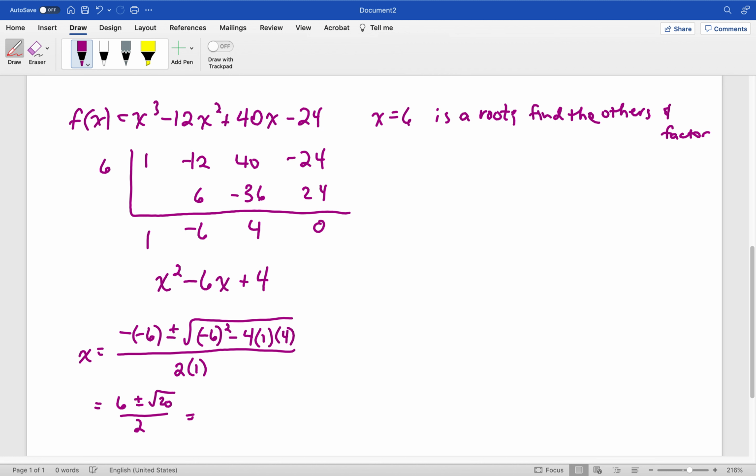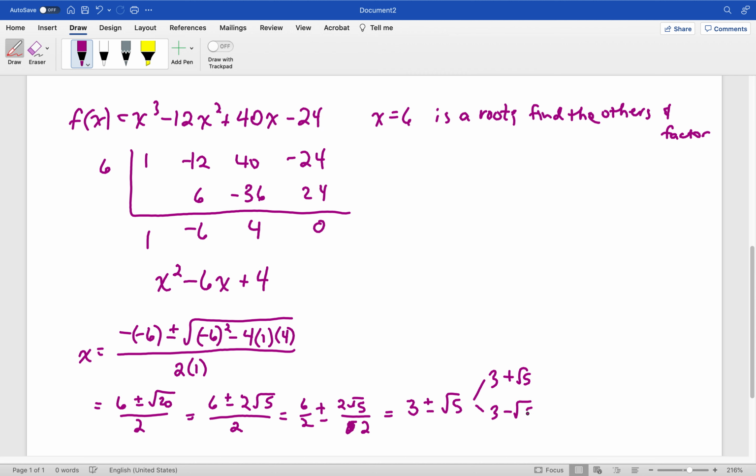All right, now I happen to know that 20 has a perfect square in it. 20 is made of 4 times 5. Square root of 4 is 2. The 5 can stay in. Now, what that means is that we have 6 over 2 plus or minus 2 times the square root of 5 over 2, which means we have 3 plus or minus, oh geez, I was thinking 5 when I wrote, that's a 2, plus or minus the square root of 5. Okay, so we have 3 plus the square root of 5 is one piece of that. 3 minus the square root of 5 is the other piece of that, okay?